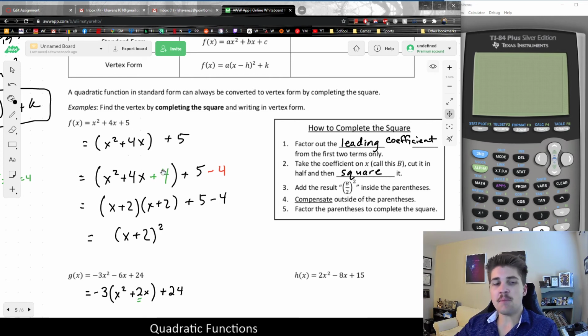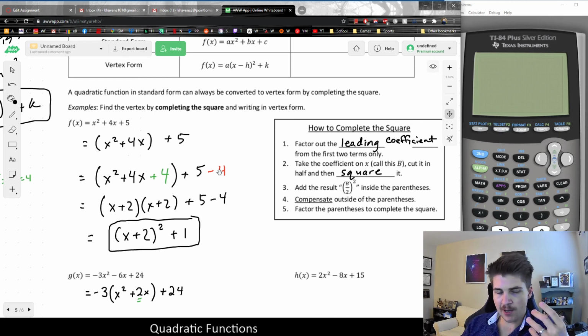So when I said you're not allowed to add 4, well, you're allowed to add 4 if you want to, as long as you subtract 4 also, and the net effect of this is nothing on the original function. And again, the reason why I'm adding 4 and subtracting 4 is so that I can complete the square, and then all I have on the outside left over is plus 5 minus 4, which is of course plus 1, and that finishes our process for completing the square.